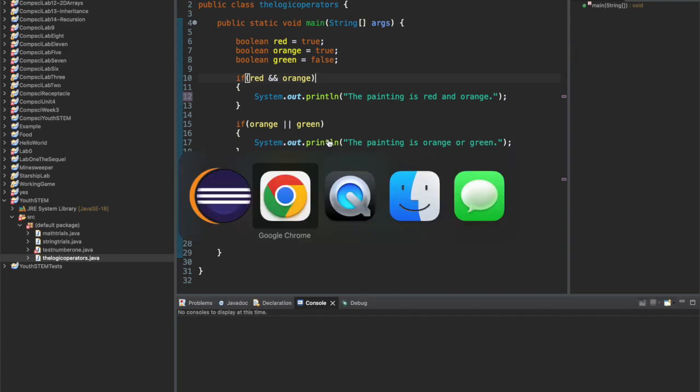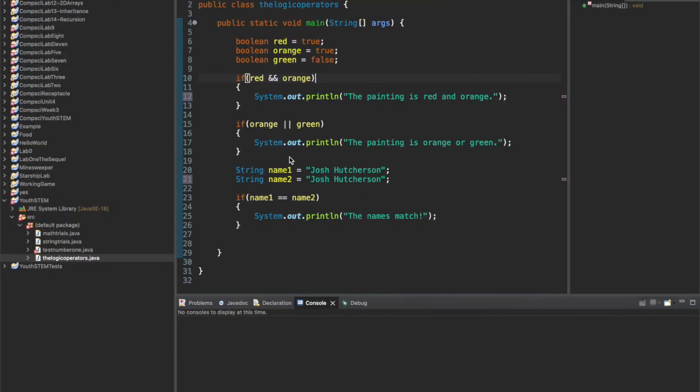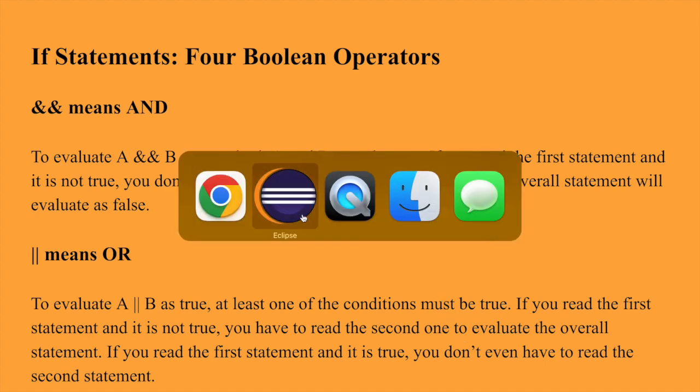Our next one is the or statement, and it's notated like this, and it's also in Eclipse here with this statement. With the or statement, to evaluate A or B as true, it's like in real life: at least one of the conditions must be true. Either A is true or B is true, or both are true. That works too. It just can't be that none of them are true. So if you read the first statement and it's not true, you have to read the second one to evaluate the overall statement. If you read the first statement and it's true, you don't even have to read the second statement. So we can go to Eclipse and test something like that.